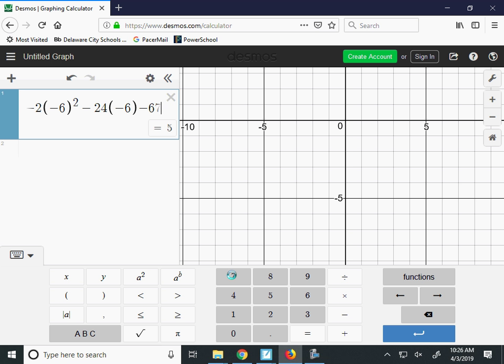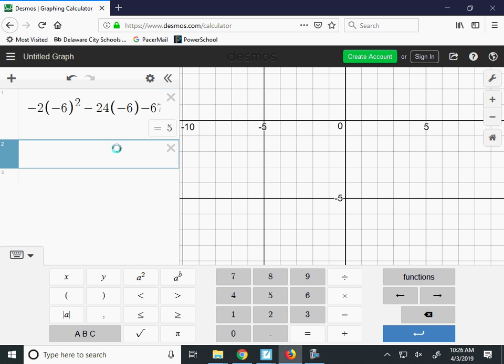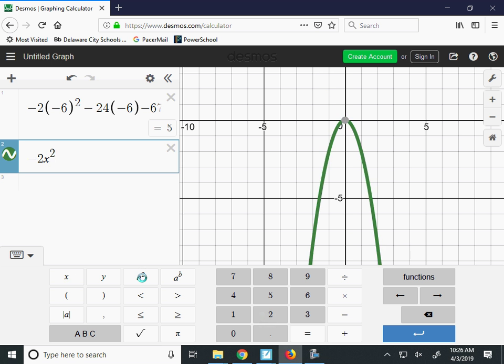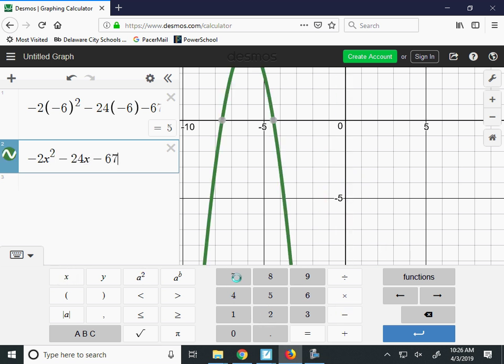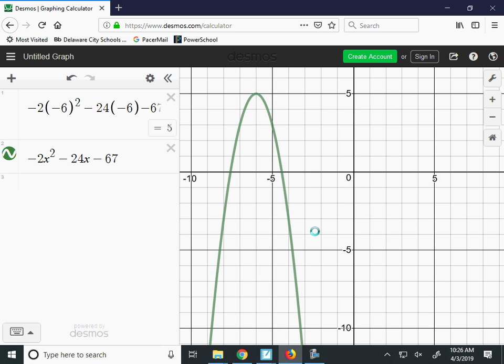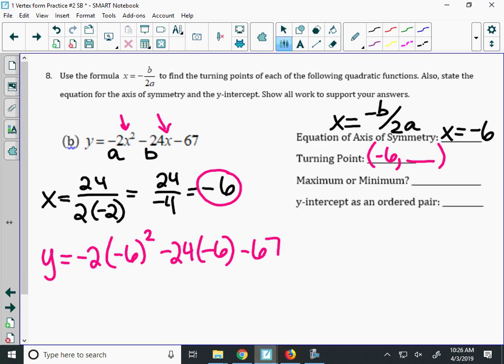Now one thing you could also do, if you were unsure of how to use the formula, even though it said to use the formula, is to graph the equation in Desmos. You can see here, the vertex is what we found, negative 6, 5. All right, so we got equals 5 here, so my vertex is at negative 6, 5.